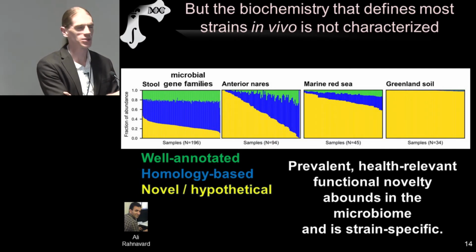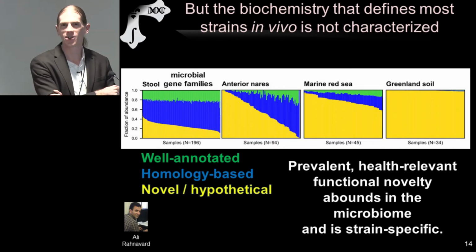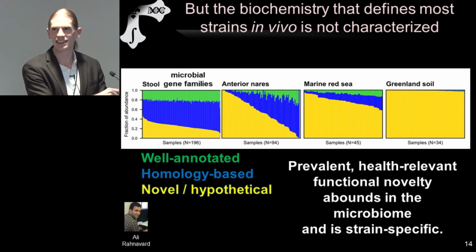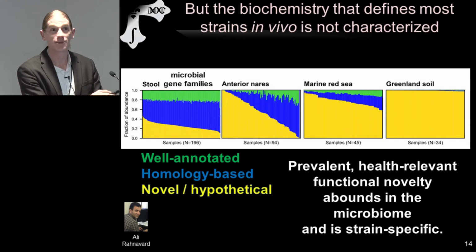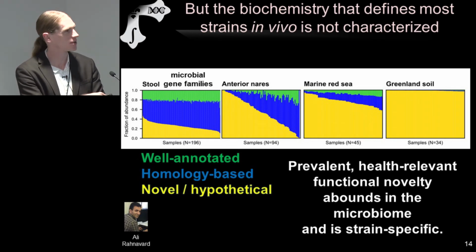This is the situation in the gut. Again, we're thinking mostly about the gut today, but I want to call out that every place else is even more challenging. There's a huge amount of arguably health-relevant strain composition that's not functionally characterized, that's not biochemically characterized.